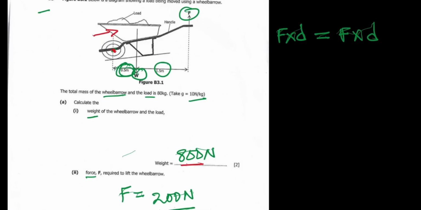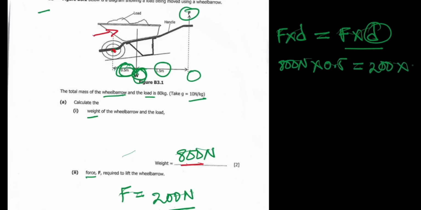Remember that according to the principle of moments, the sum of the clockwise moments must be equal to the sum of the anticlockwise moments. Now, what happens if you increase the distance between this point, which is W, and this particular point? Well, it means that on this side, the distance is going to increase. What we have initially is that here we have the force of 800 newtons and the distance of 0.5.